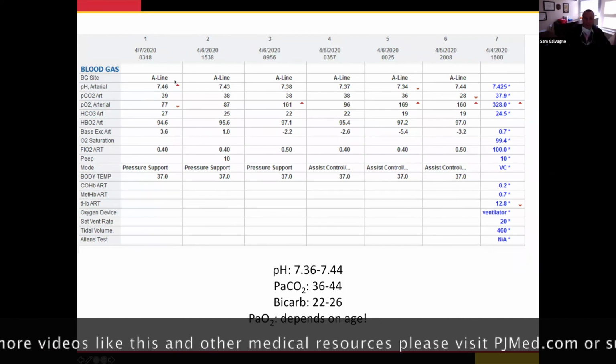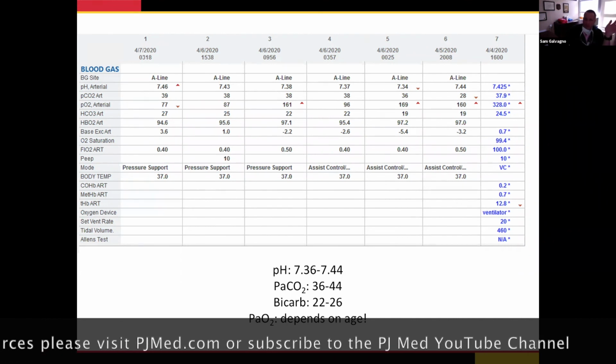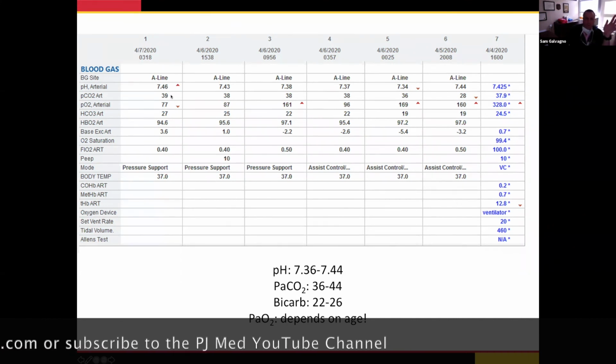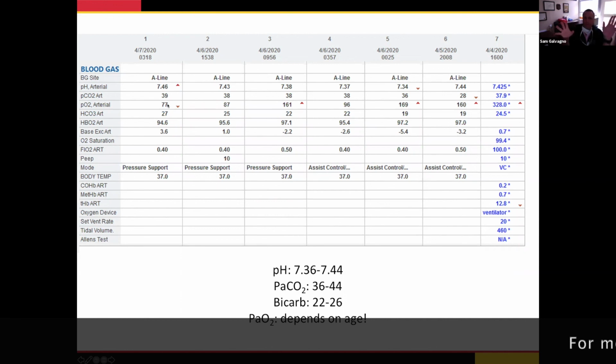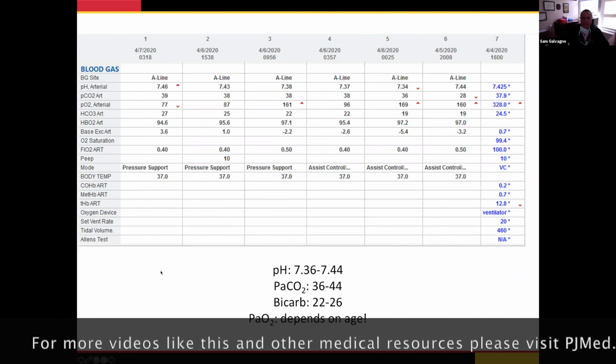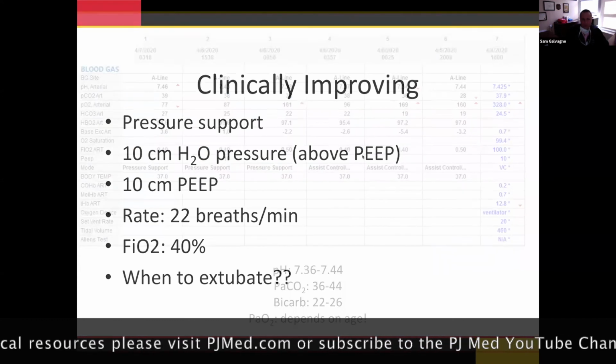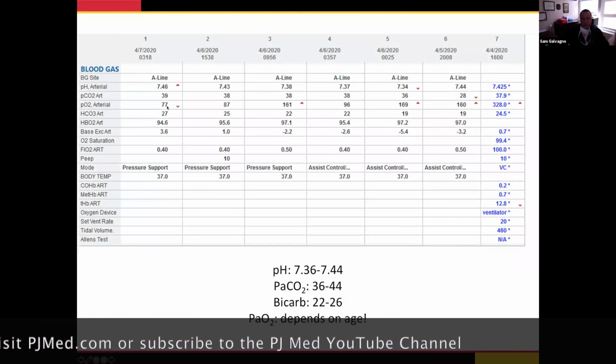Here's his gas today, 7.46. So just a little bit alkalemic, not bad. His CO2 is 39. That's in the normal range. His PaO2 is 77. Now he's older, he's 85. Your PaO2 depends on your age, and there's various calculators out there for that. While this is really low, it's not horrible, and it might be acceptable for him. So I'm just leaving that out there for you.